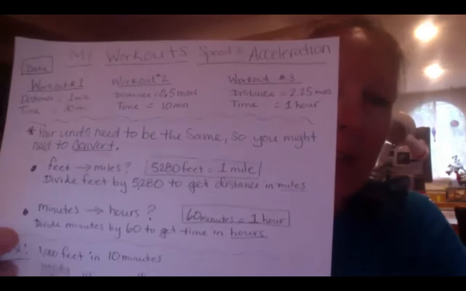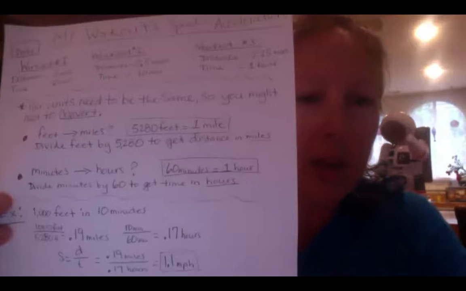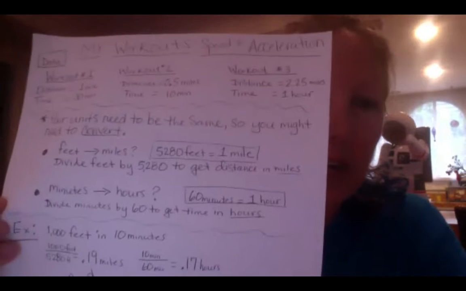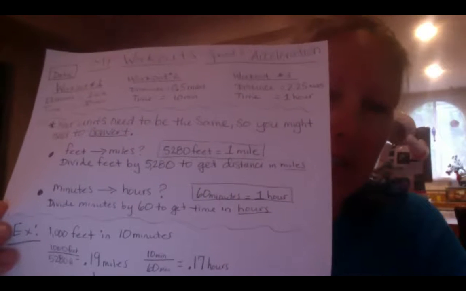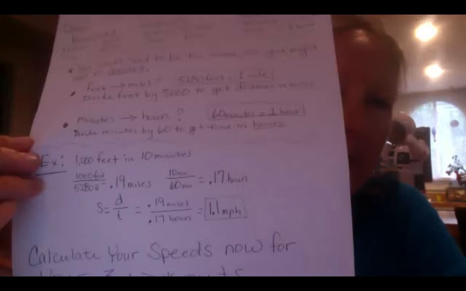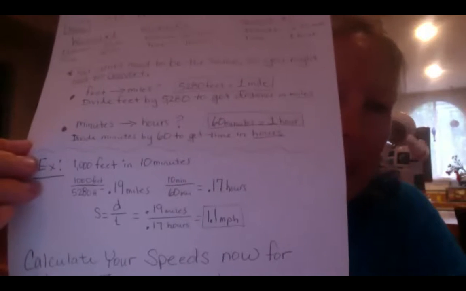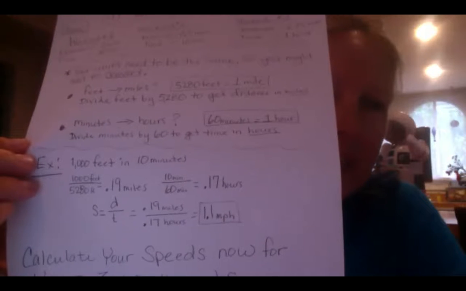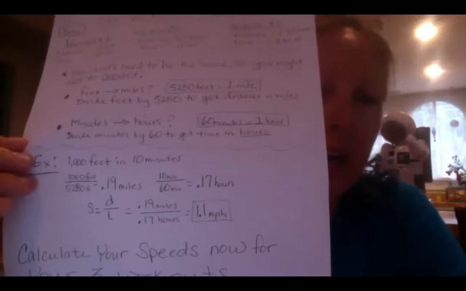So if you want to change your minutes to hours, like I need to do, then you would take your minutes and divide by 60 to get your time in hours, because there are 60 minutes in 1 hour. So I've given you some examples right here. Okay, so let's say you walked 1,000 feet in 10 minutes. Then you would change your feet to miles by doing 1,000 divided by 5,280, and you'd get 0.19 miles.